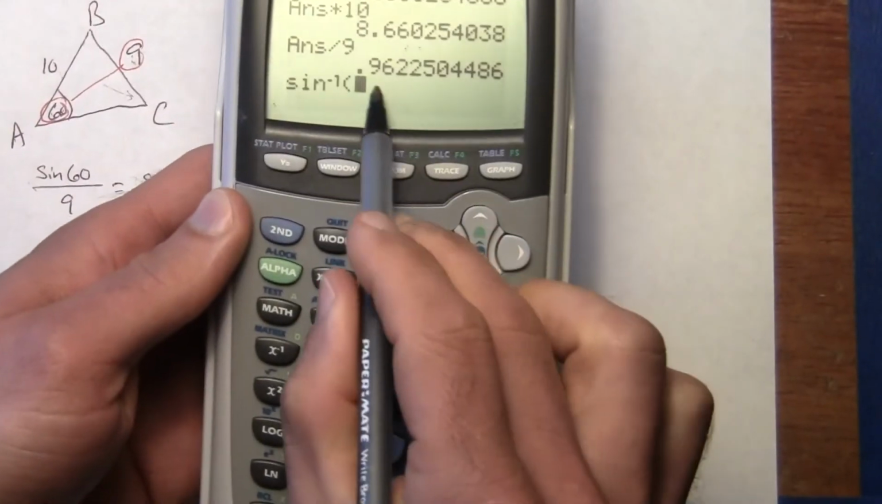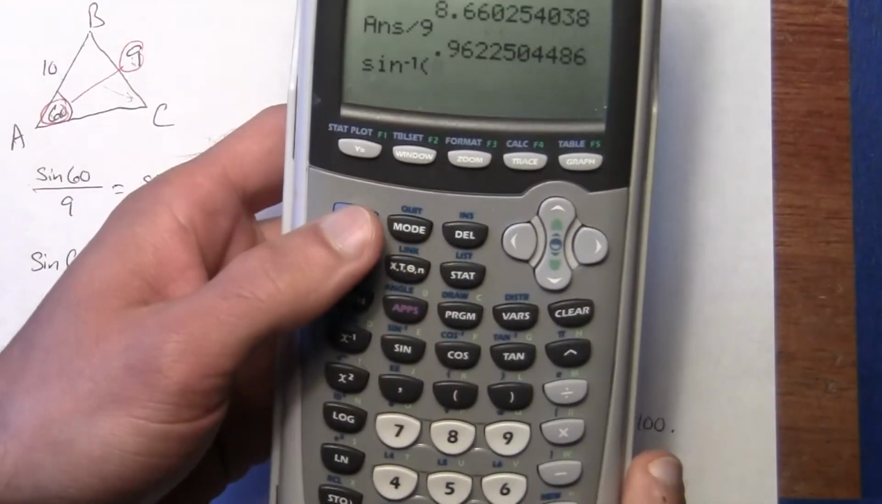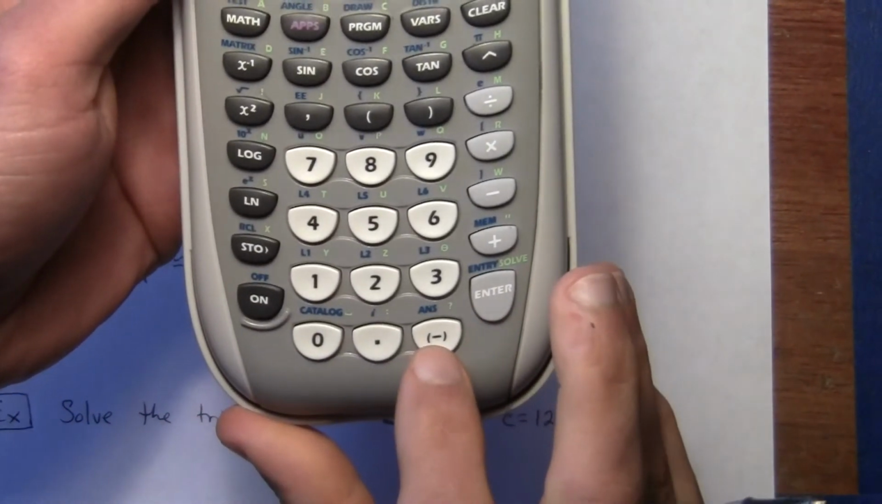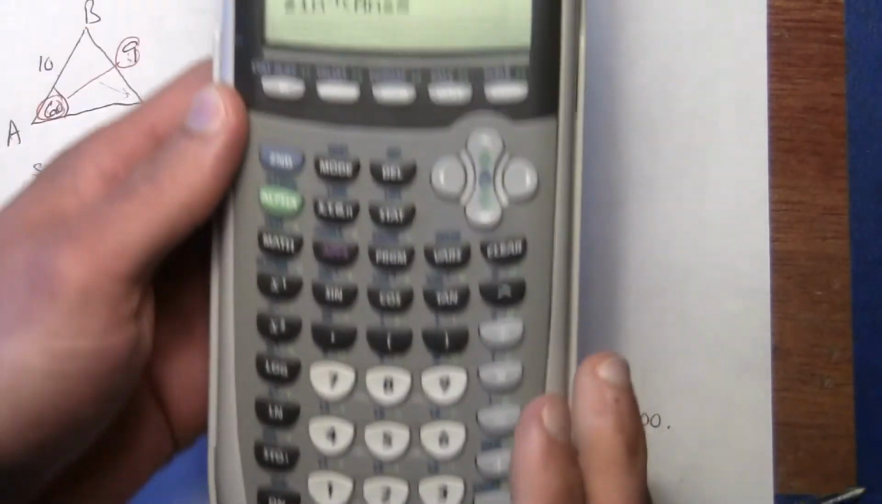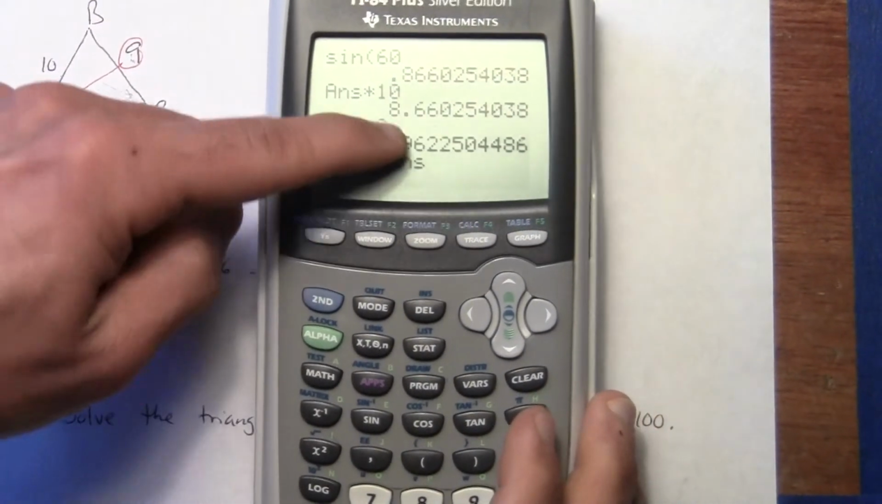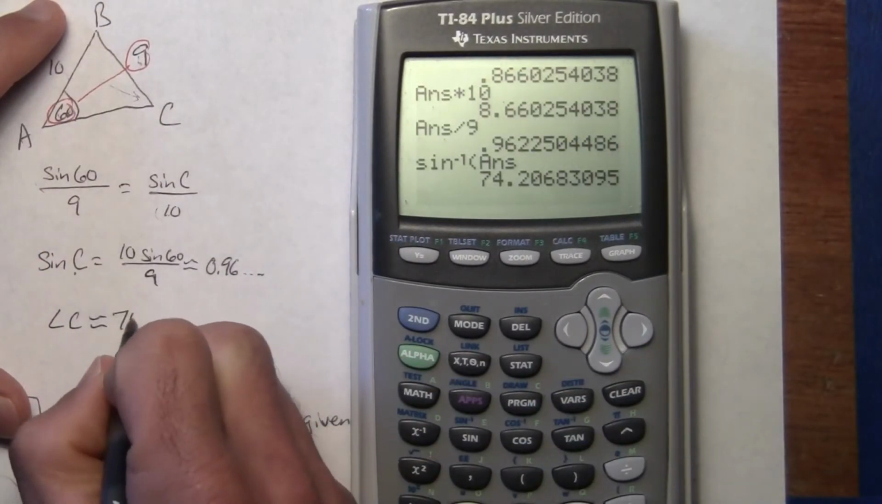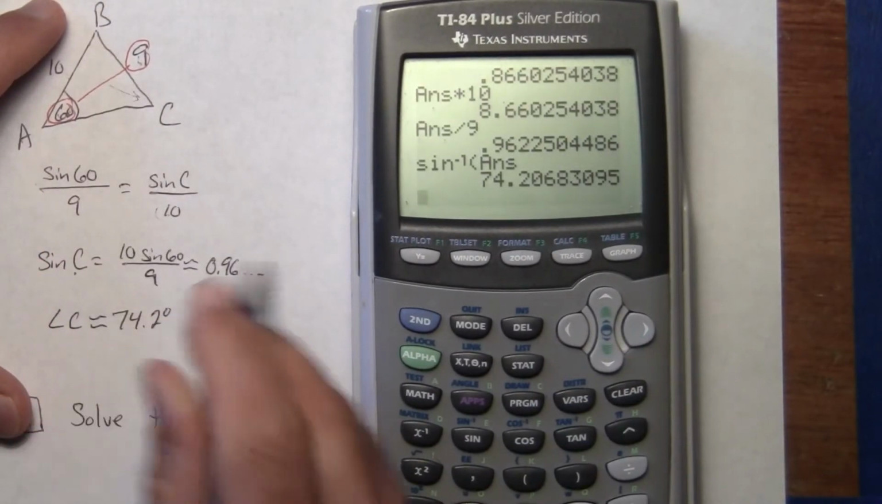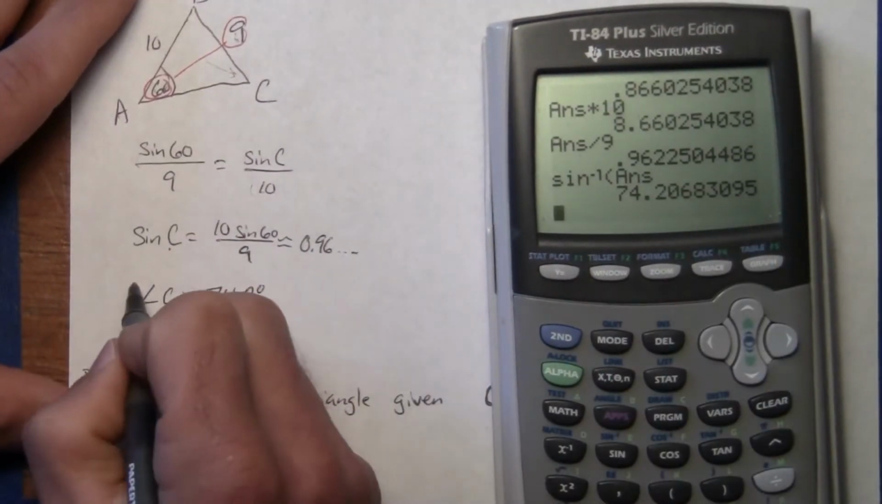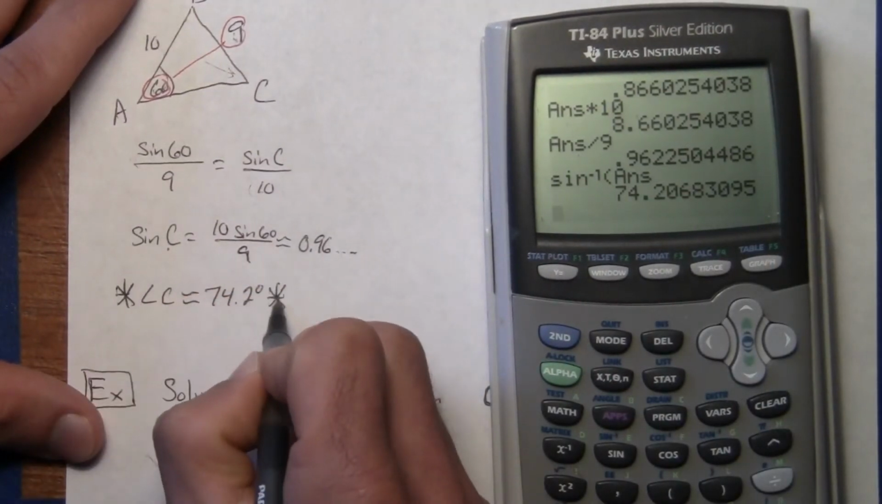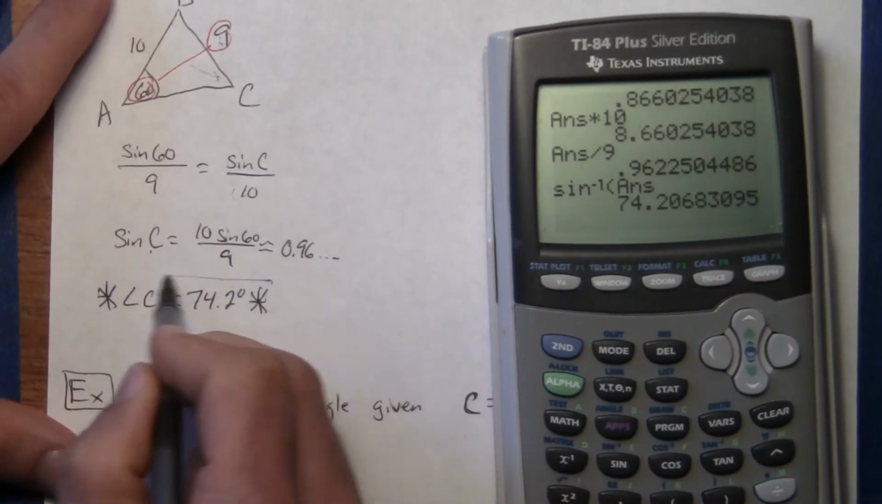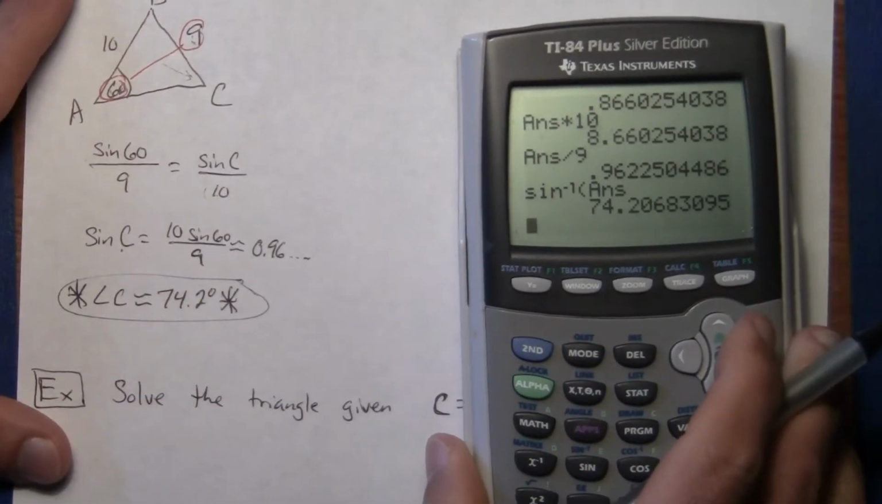Remember, instead of having to type that whole thing in, if you hit second and then the minus sign that says answer just above it, it'll say answer. It means the previous answer. Go ahead and hit enter, and it looks like it's 74.2 degrees. So there's angle C. You're going to want to star that one. That's going to be important. I need to know that number. That's going to help me find the second triangle if it's possible.